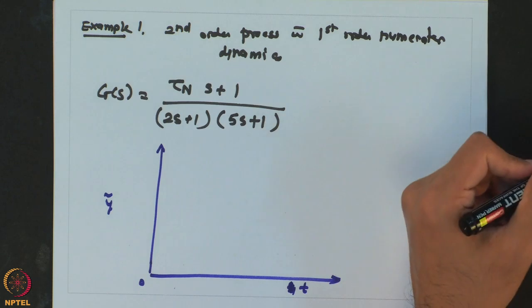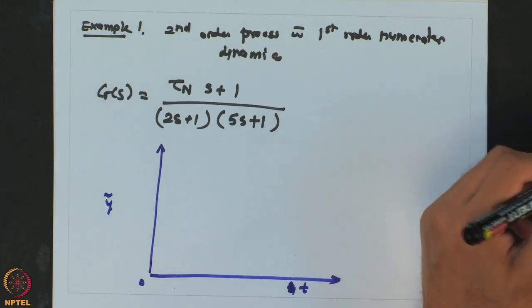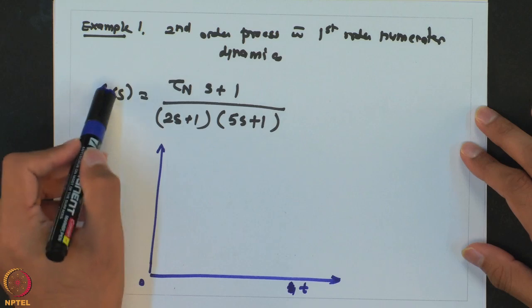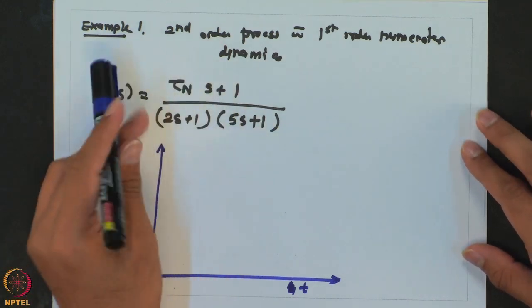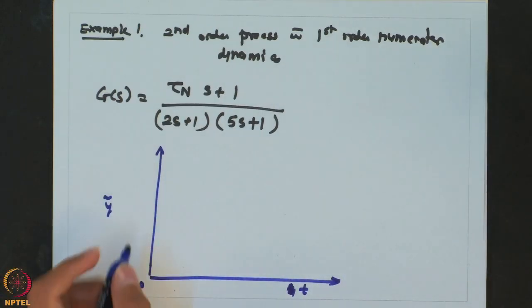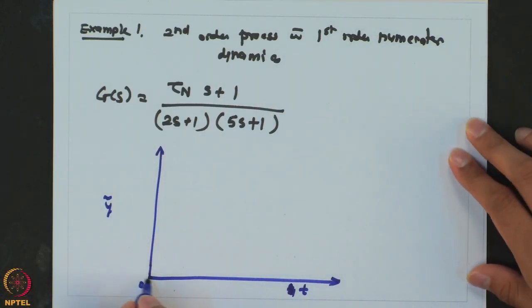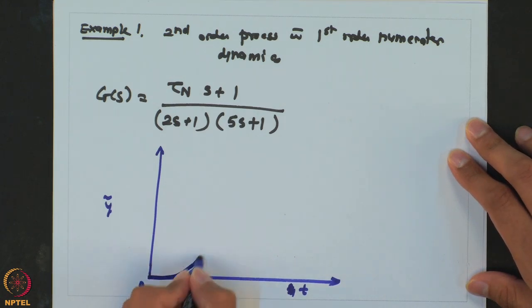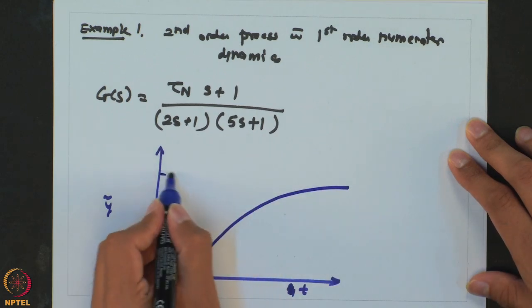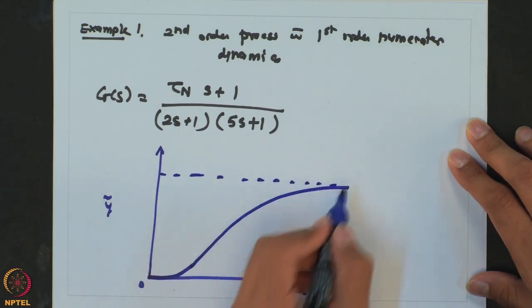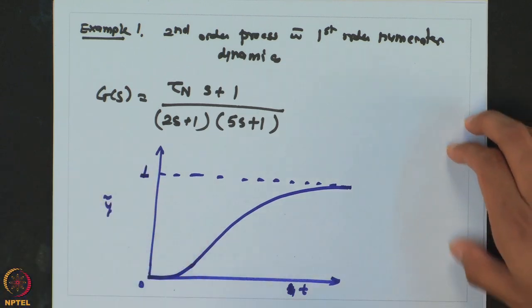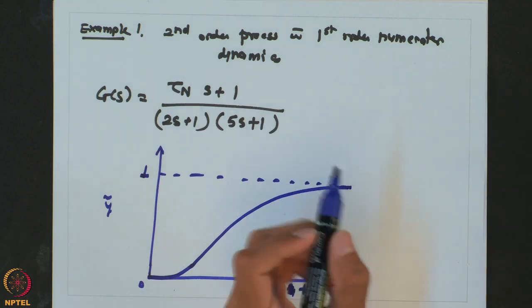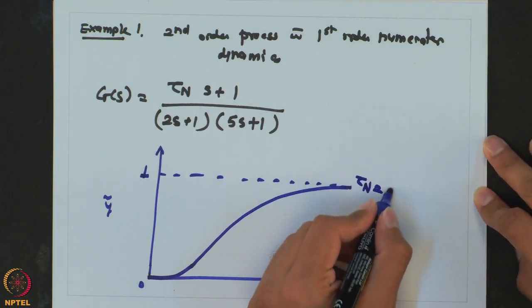Let us say when we have tau n is equal to 0. So, when tau n is equal to 0, the transfer function is 1 over 2s plus 1 5s plus 1. So, there are no numerator dynamics to speak of, and the response is overdamped. So, the response will be something like this. The gain is 1. So, if the step change was unity, the final value is 1. So, that is what will happen when there is no numerator dynamics.